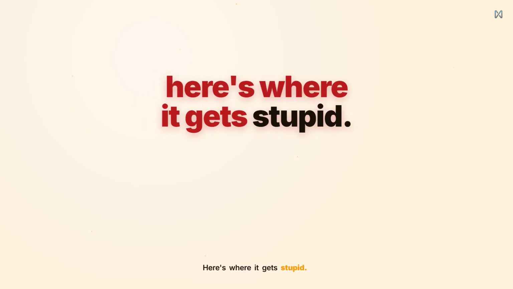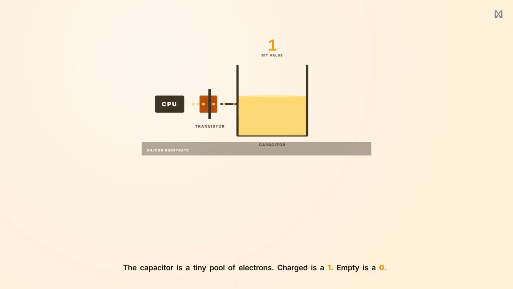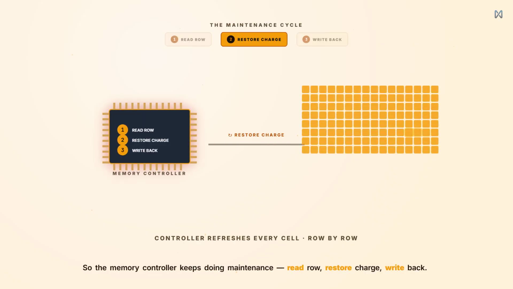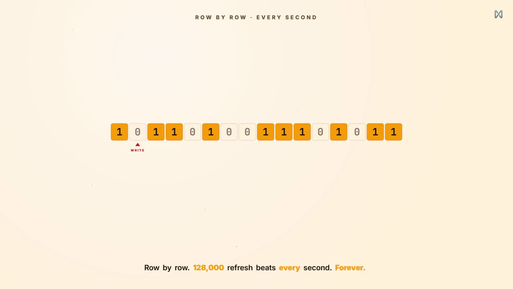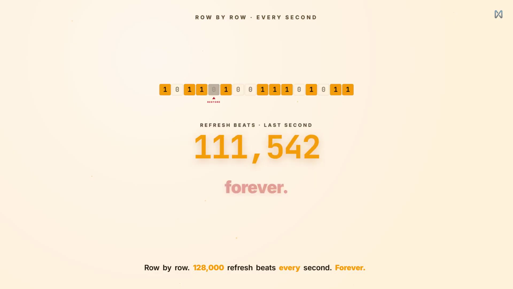Here is where it gets stupid. The capacitor is a tiny pool of electrons. Charged is a 1, empty is a 0, and that pool leaks. Leave it alone for long enough and the bit fades. So the memory controller keeps doing maintenance. It reads a row, restores the charge, and writes the same value back in, row by row. On familiar DRAM timing, that rhythm is about 128,000 refresh beats every second, forever.